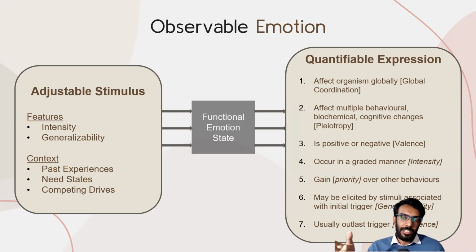We'll see about that in theory of emotion as well, that emotions have a certain valence, that is, it is either positive or negative, very broadly, and they have a certain intensity, that they occur in a graded manner. It could be positive valence with a low intensity, or it could be positive valence with a high intensity. They tend to gain priority over other behaviors.